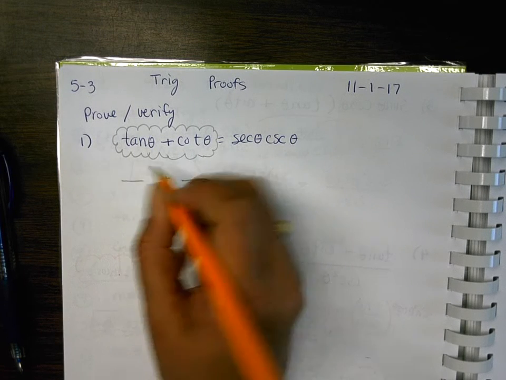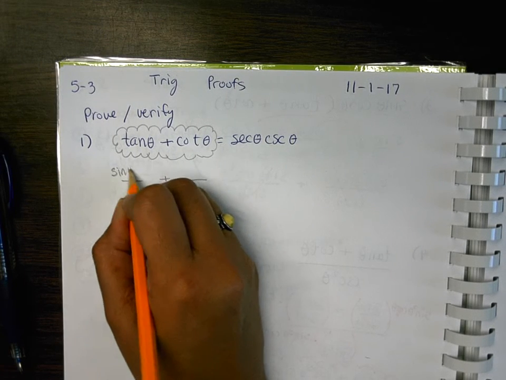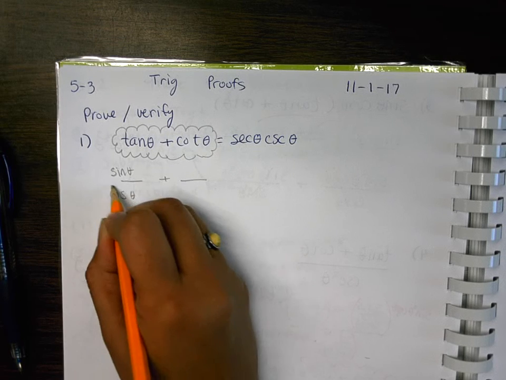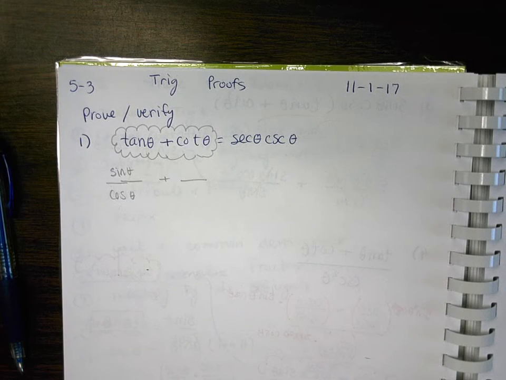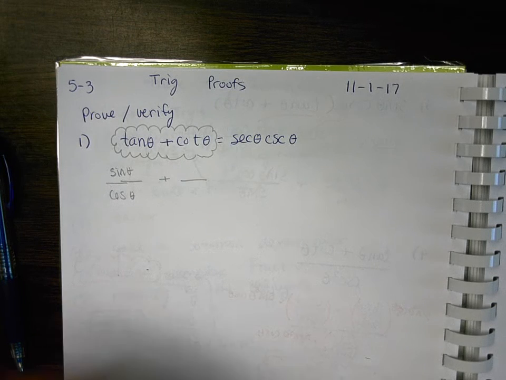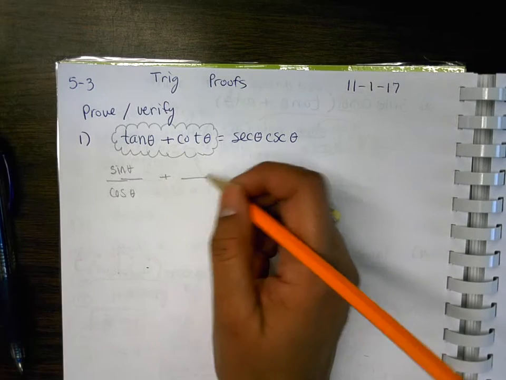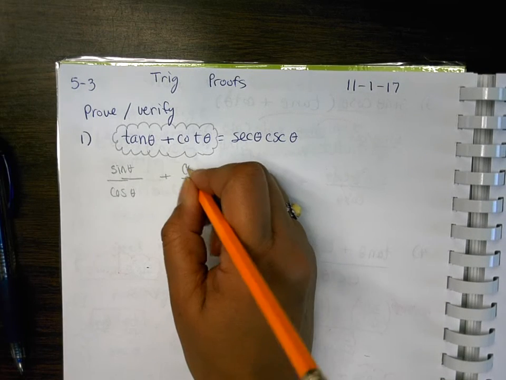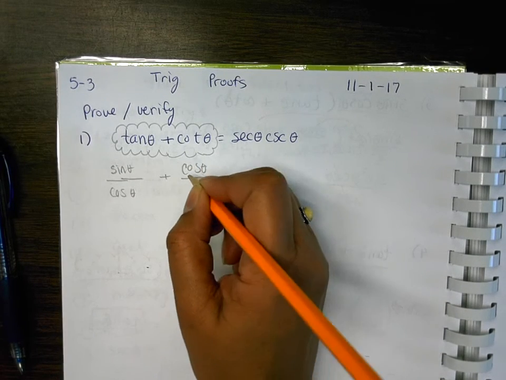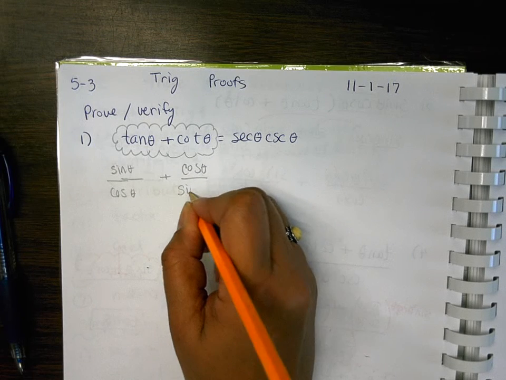All right, so tangent is sine theta over cosine theta. And no squareds. Do you guys see that? Okay, and then cotangent is what? Cosine over sine. Cosine theta over sine theta.